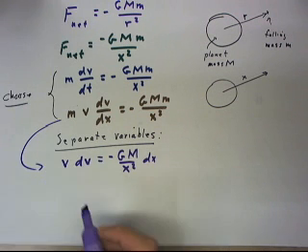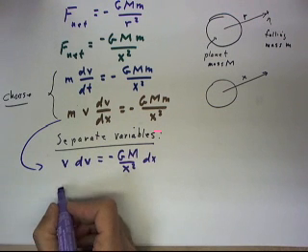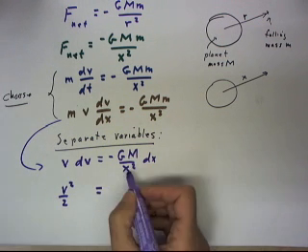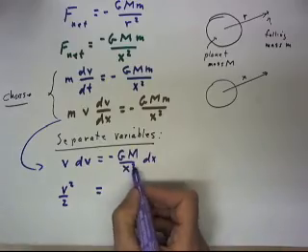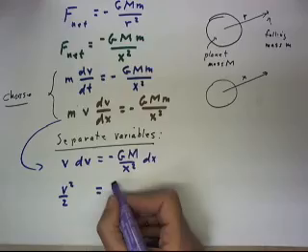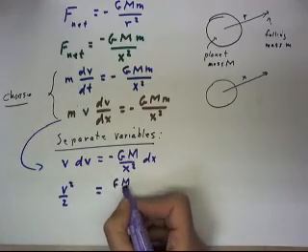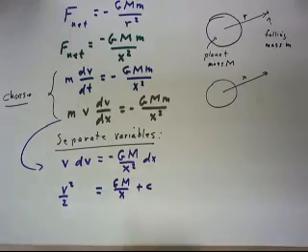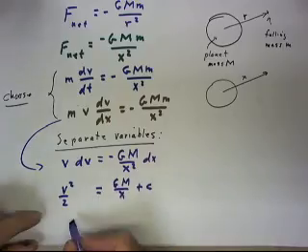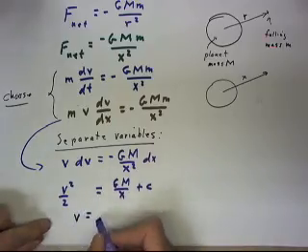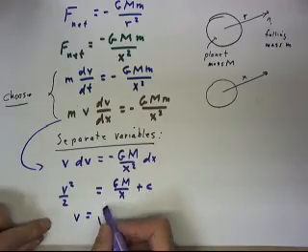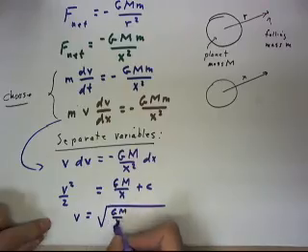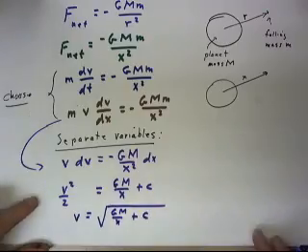Both of these sides are very easy to integrate, so we integrate this side and we end up with v squared over 2. On this side we integrate and we end up with what? The integral of the reciprocal of x squared is the negative reciprocal of x, so we're going to end up with GM over x plus some constant. Solving for v, we see that v is going to equal the square root of GM over x plus our integration constant.